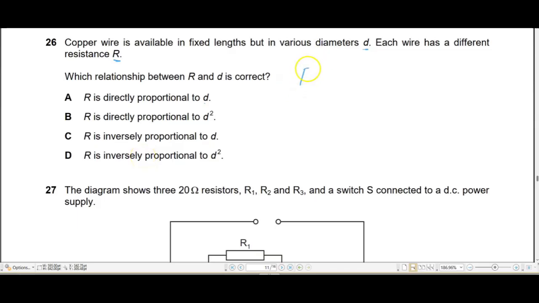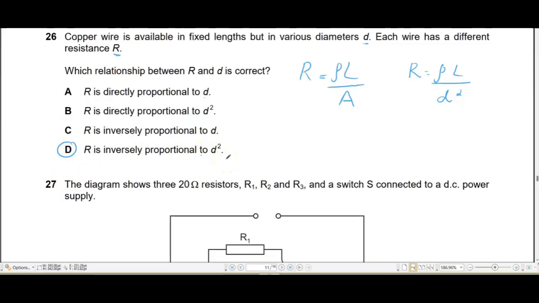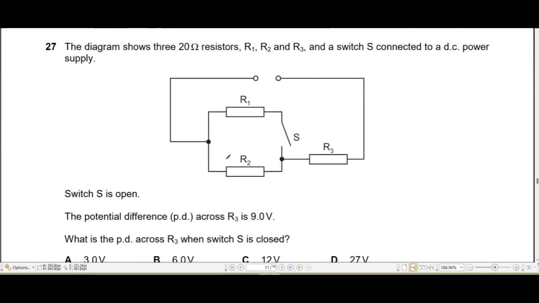So resistivity is rho length over A, or it can also be written with A replaced by D square. So you can see over here that resistance and diameter square are inversely proportional to one another. So D is going to be our correct answer, the option which states that R is inversely proportional to D square. Okay? Question number 27.